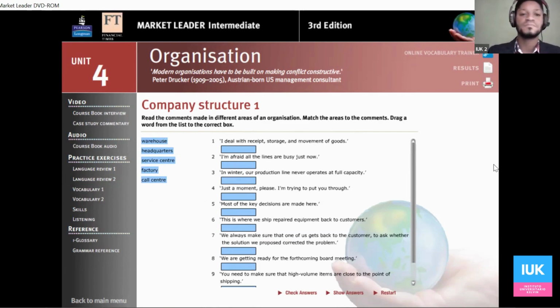Number 1. I deal with receipt. That means I deal with receiving. So I deal with receipt, storage, and movement of goods. So where are goods typically stored by a company? Is it the service center or the warehouse? What should fill this box? Is it the service center or the warehouse?